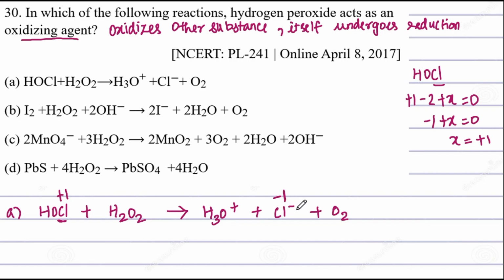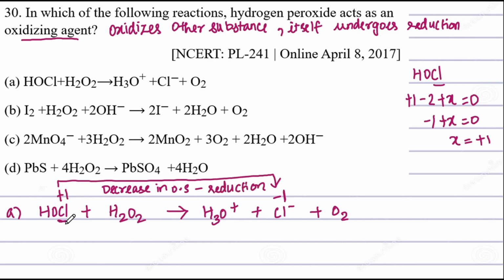So the oxidation state is the charge, minus 1. So from plus 1, the oxidation state of chlorine has changed to minus 1. So this is a decrease in oxidation state. And what is a decrease in oxidation state? It is reduction. So the other substance has undergone reduction. So obviously hydrogen peroxide is acting as a reducing agent in this equation. It is not acting as an oxidizing agent.